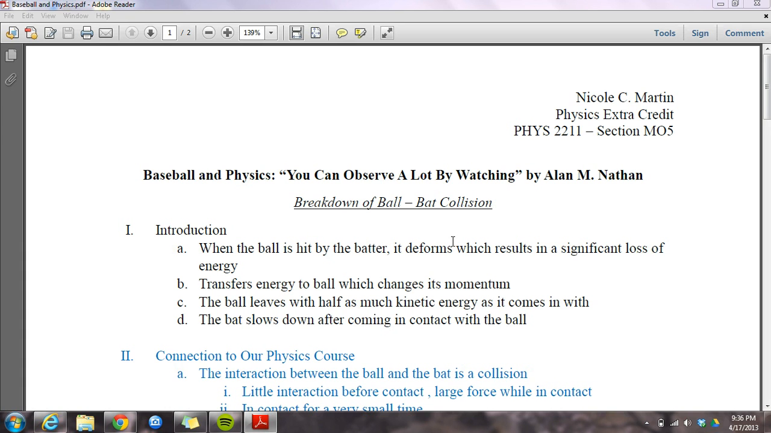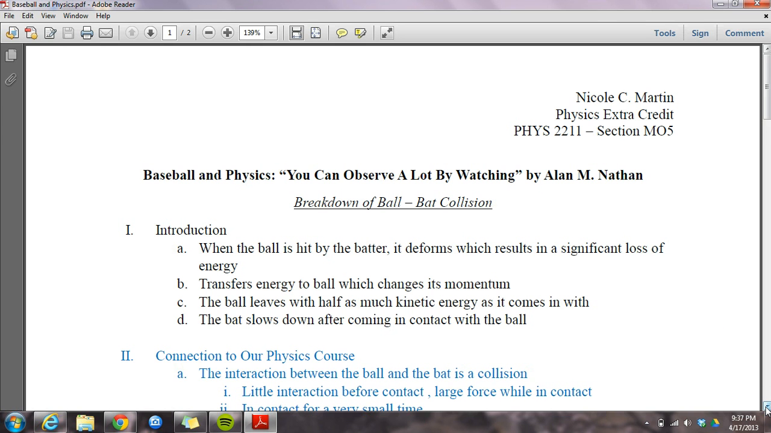First, when the ball is hit by the batter, it deforms, and that results in a loss of the ball's energy. The bat transfers energy to the ball, which changes the ball's momentum. The ball leaves with about half as much kinetic energy as it comes in with, and the ball slows down after coming in, and the bat slows down after coming in contact with the ball.